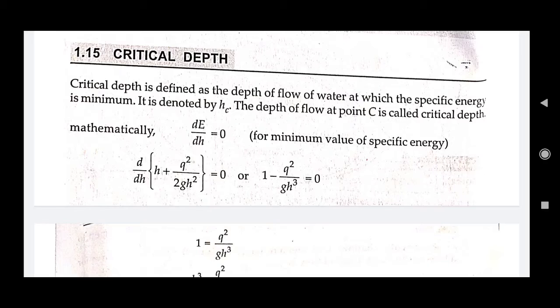the critical energy is achieved is the critical depth point. The depth of flow at point C is called the critical depth. So mathematically speaking, dE by dH is equal to 0 for minimum value of specific energy. As we all know, we have derived the equation for E, that is the specific energy. The specific energy can be given by E is equal to H plus Q square upon 2G H square. This we have derived in the last class.